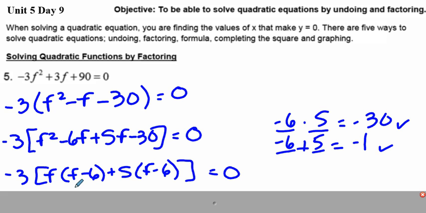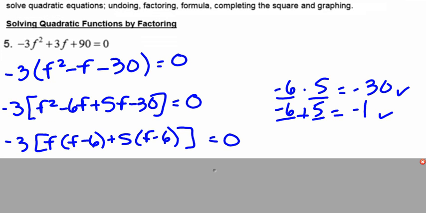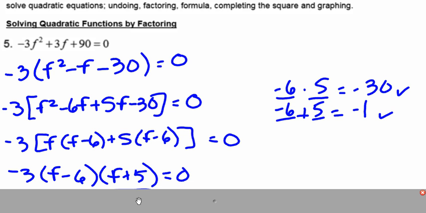And notice when we're factoring by groups, we're looking to see, are they being multiplied by the same amount, which is f minus 6. So we know that it factors into f minus 6 times f plus 5. Don't forget, we still had the greatest common factor of negative 3 from the start. So here we took our polynomial and put it in factored form.